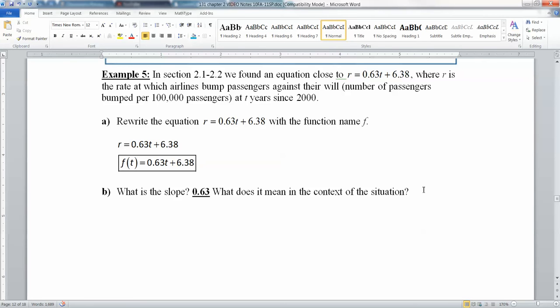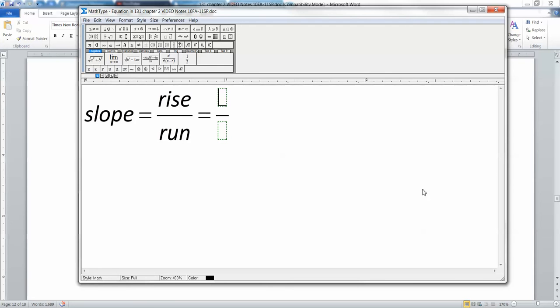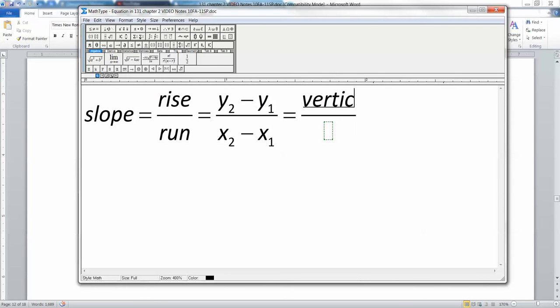Okay, at this point it helps us to remind ourselves of a few things about slope. Slope is vertical change over horizontal change. So it's rise over run. It's y2 minus y1 over x2 minus x1, which means it's vertical change over horizontal change.